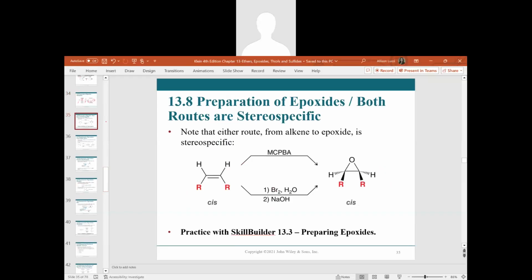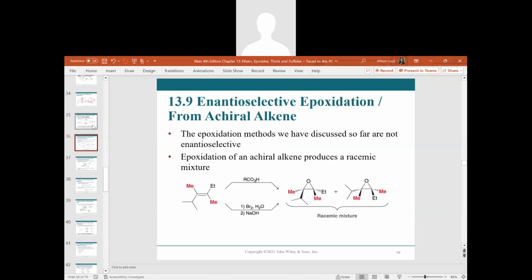So both routes are stereospecific, whether we form a halohydrin and then treat it with base, or we just use that peroxy acid, like the metachloroperoxybenzoic acid. Both routes, we would retain that stereochemistry. So we have a cis starting material, we have a cis product, no matter which route we take. And we will talk more about reactions with our epoxides in the next section, section 13.9.